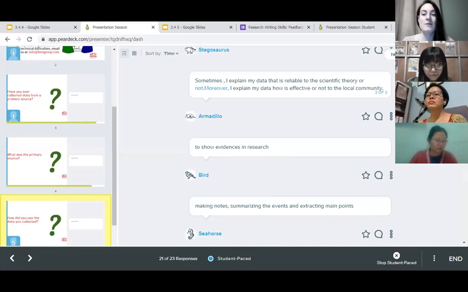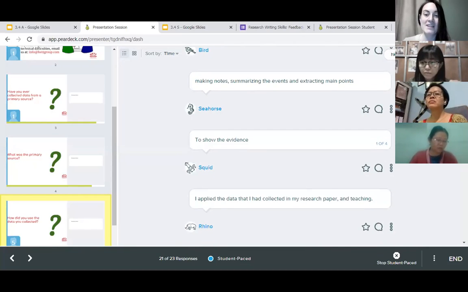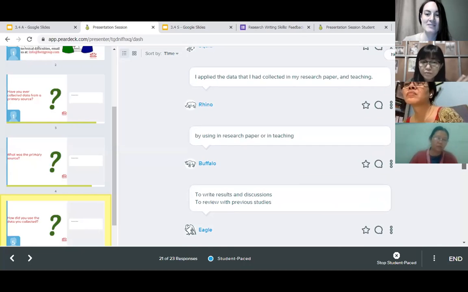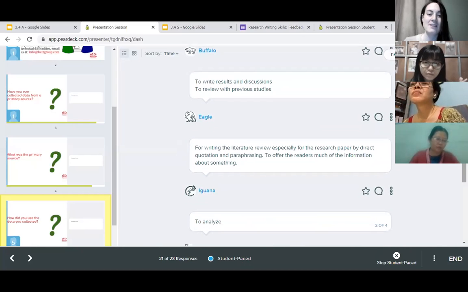I explain my data, how is effective or not to the local community. To show evidence in research, making notes, summarizing the events, and extracting main points. Good. To show evidence. I apply the data that I collected in my research paper in teaching. Good, by using in the research paper or teaching, to write results and discussion, to review the previous studies.